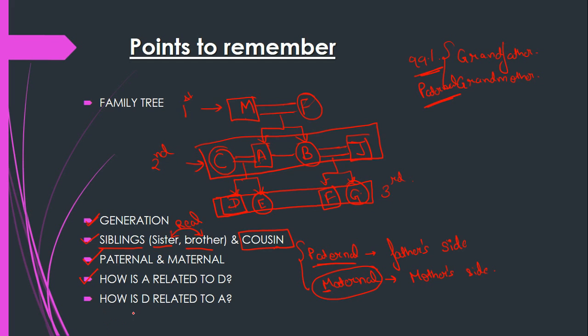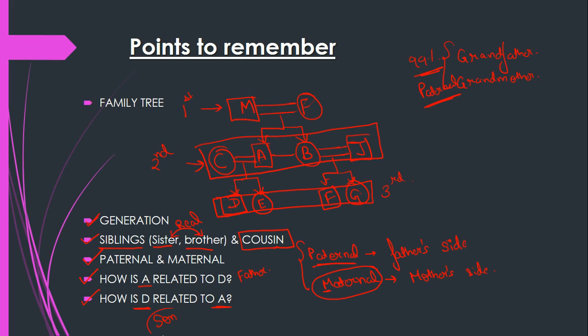Now the question asked is, how is D related to A? Now the answer changes because the question has been changed. The first question was, how is A related to D? That means you have to answer what the relation of A with D is. In the second question, what is the relation of D with A? D is the son of A. So here the answer is son and there the answer is father. Now you got it. The relation is the same, but the question is asked in a different way.